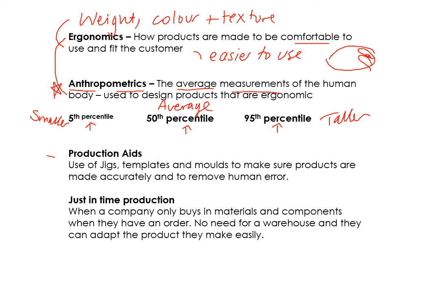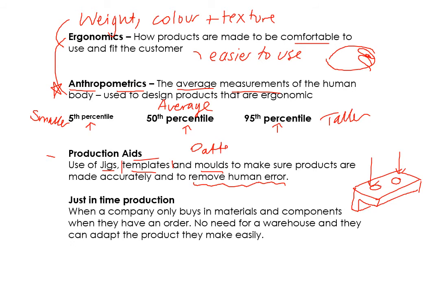Production aids, I've done a whole video on those. The use of things called jigs, templates and molds to make sure products are made more accurately, and it also removes human error. Don't forget, jigs are often things that guide a tool. So for example, it could have 2 holes with a little thing that fits over the outside of your product. It might slot onto it like this, and then you would drill through these holes, which means that the holes would always be drilled in the same position. And templates, pretty obvious, and also patterns, don't forget, for textiles. These are all examples of production aids that just help to make production much quicker, more accurate, and again, it removes that human error.